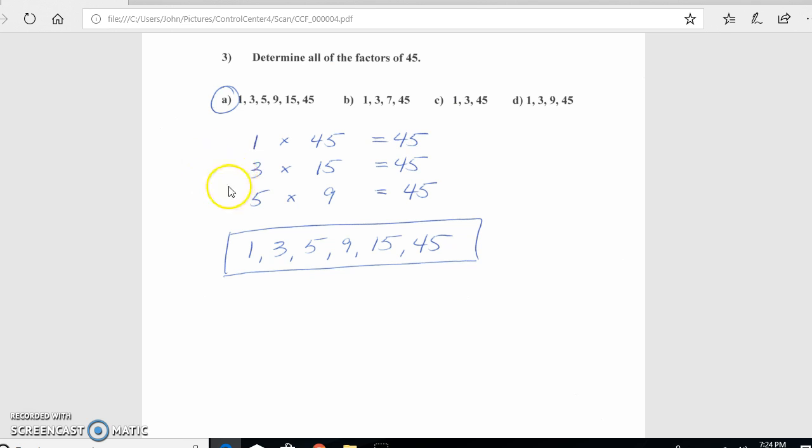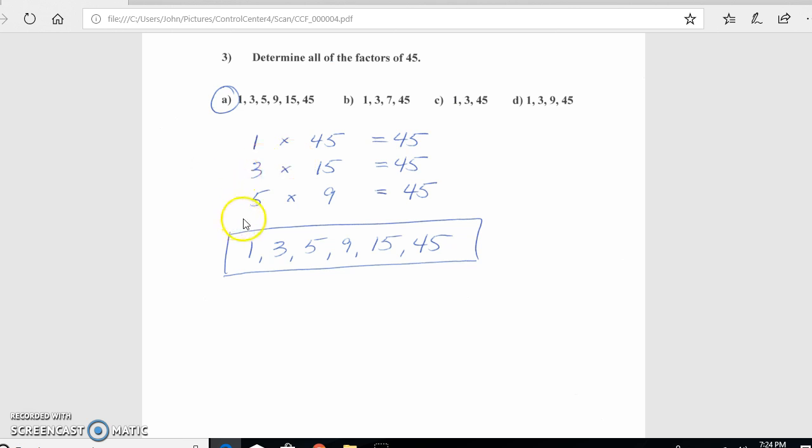And then you go to 4, and you ask, is 4 a factor? Is there another number times 4 that will give me 45? And the answer is no. So you go to 5, and 5 times 9 gives 45. So 5 and 9 are both factors of 45. And then you continue with this procedure until you start to repeat some of the numbers that are listed here.